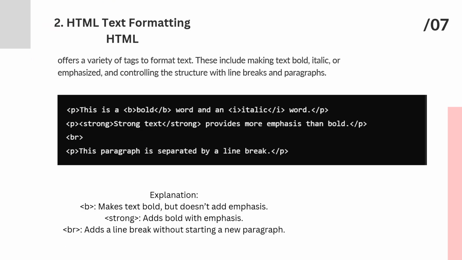HTML text formatting offers a variety of tags to format text. This includes making text bold, italic, or controlling the structure with line breaks and paragraphs. So if you want to make text bold, you can use this. And if you want to add line breaks without starting a new paragraph, you can use this. And strong adds bold with emphasis.